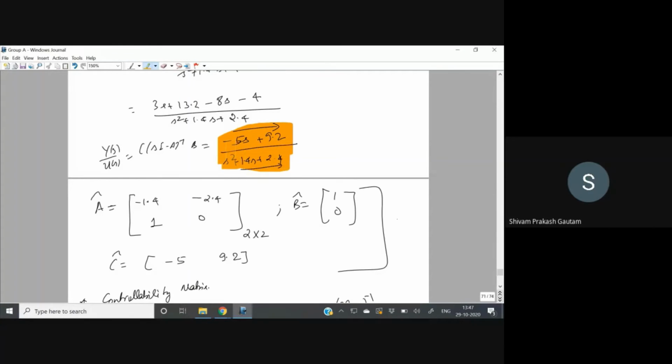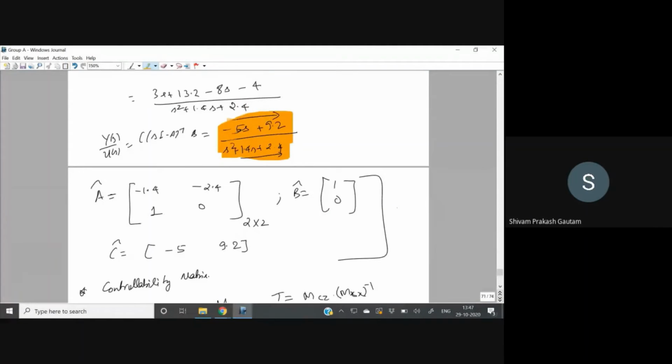Now you have to calculate the controllable canonical form matrices, that is the A matrix. The top row will be -1.4 and -2.4, and the bottom row will be 1 and 0. The B matrix will be 1 and all the other elements 0. The C matrix will be the coefficients of the numerator in forward direction, so this is 5, -5 and 9, 2.